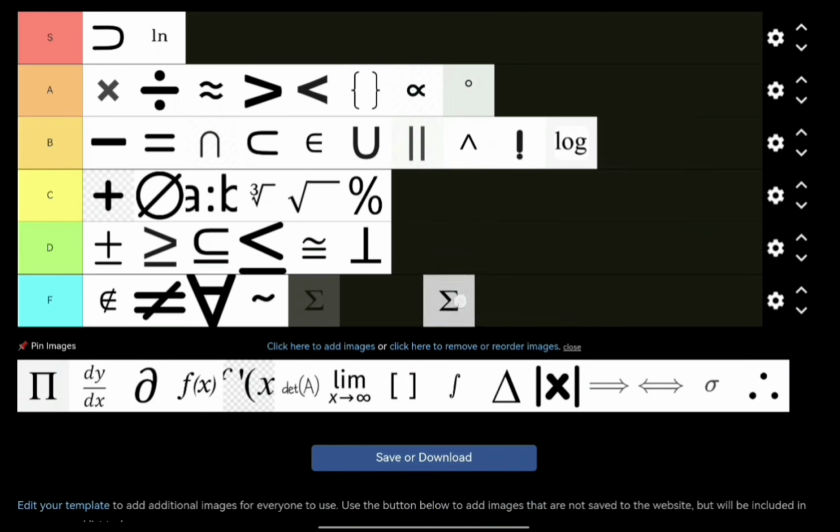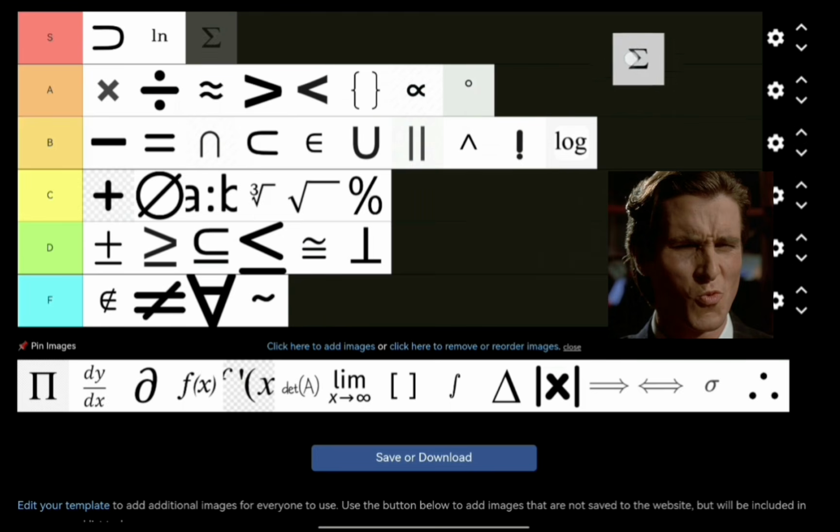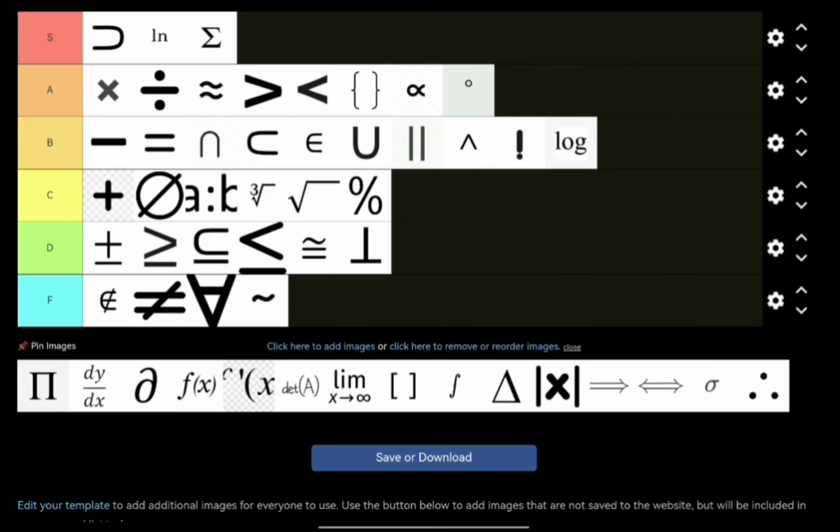Anyways, Sigma kind of reminds me of me. Haha, get it? Patrick Bateman. Anyways, S tier, you know why? I mean, it looks pretty masculine, but it's very strong. It looks good, I'd say.